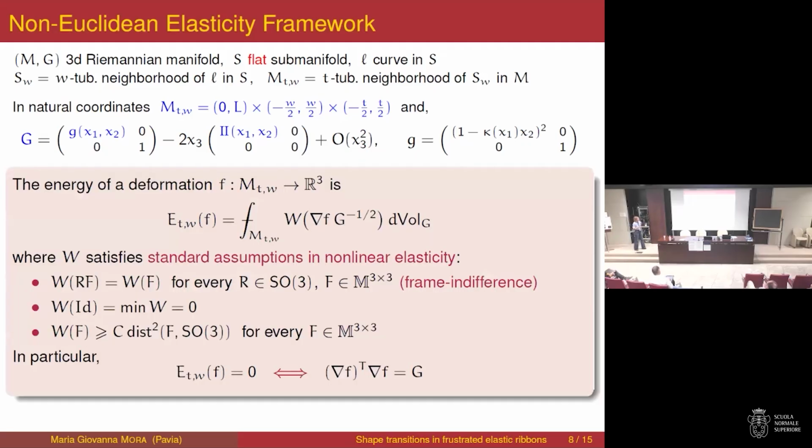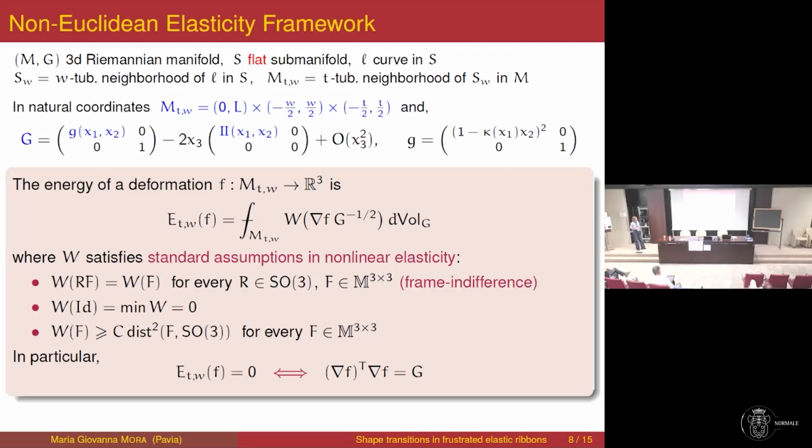Now the deformation is simply a map from the ribbon into R3, and the energy we consider is this one. The density W satisfies what can be considered the standard assumptions in nonlinear elasticity. W is frame indifferent, is minimized at the identity, and therefore at all rotations. Then we assume this coercivity condition, a growth condition from below in terms of the square distance from rotations. And the model is non-Euclidean because the density is computed at the deformation gradient times minus the square root of the metric.